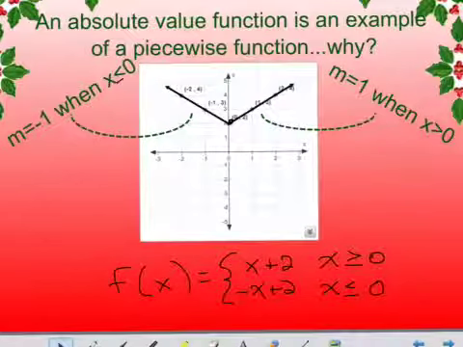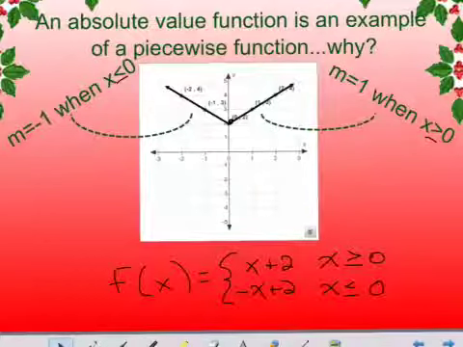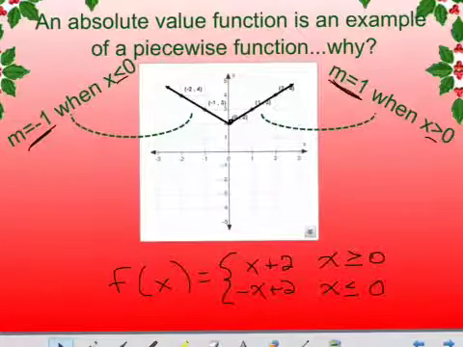And keep in mind this is when x is less than or equal to 0, and this is when x is greater than or equal to 0. So the slope is -1 on one side and +1 on the other side.